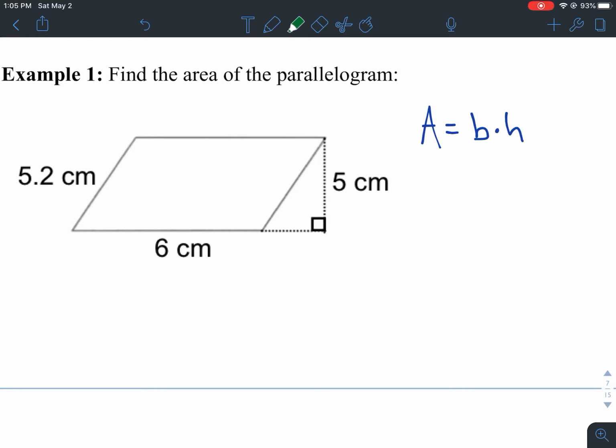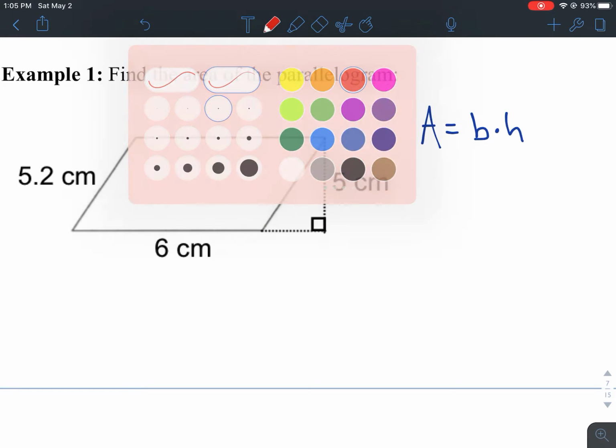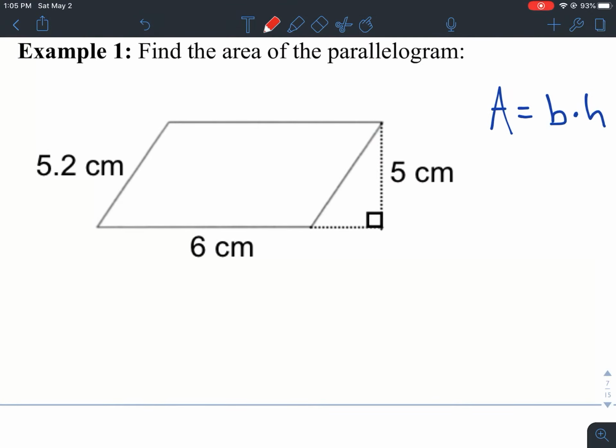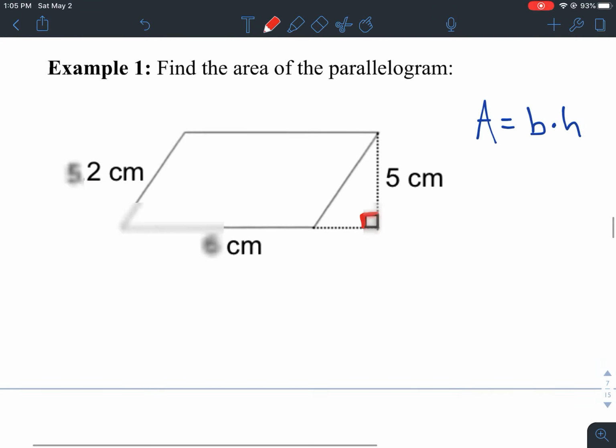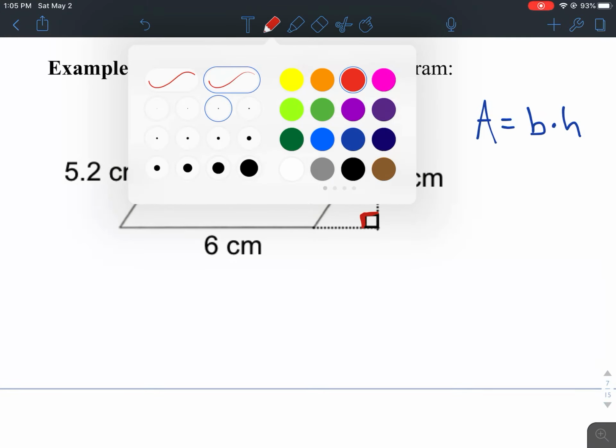Alright, so again, just a reminder that the height and the base are perpendicular to each other, meaning that they should be the two sides that essentially form a 90-degree angle to each other. So in this case, we're looking at the 5 and the 6.